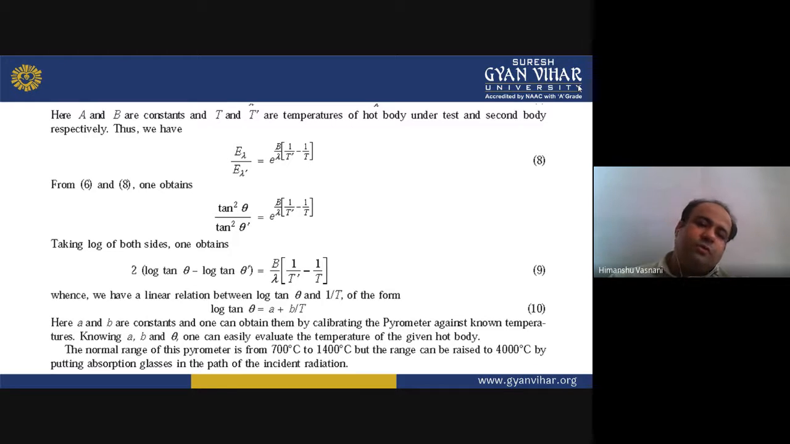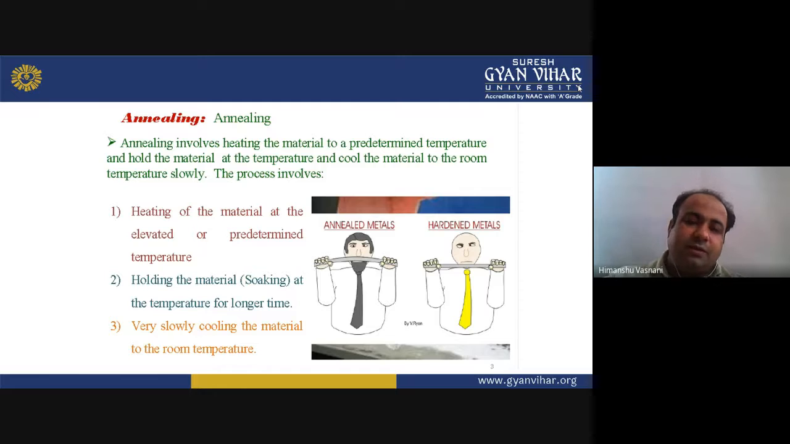The normal range of this parameter is from 700 to 1400 degrees centigrade, but the range can be raised to 4000 degrees centigrade, so it has more range than the previous parameter, by putting an absorption glass in the path of the incident radiation. You can see how this has increased the range.